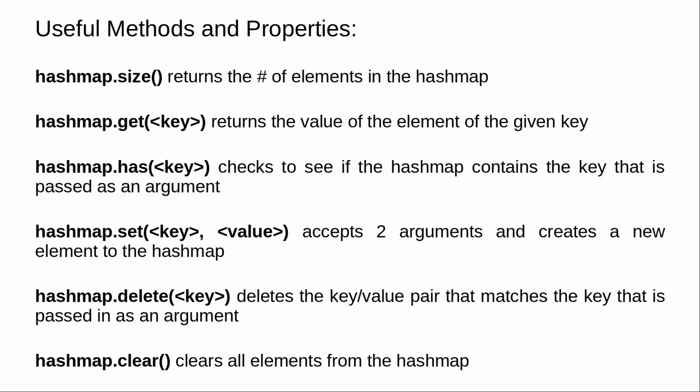Useful methods and properties. The HashMap object has different methods and properties. One is size, it returns the number of elements in the HashMap. HashMap.get returns the value of the element of the given key. HashMap.has checks to see if the HashMap contains the key that is passed as an argument. HashMap.set accepts two arguments and creates a new element in the HashMap. HashMap.delete deletes the key value pair that matches the key passed as an argument, and HashMap.clear clears all elements from the hash map.